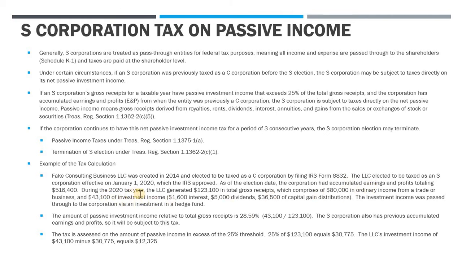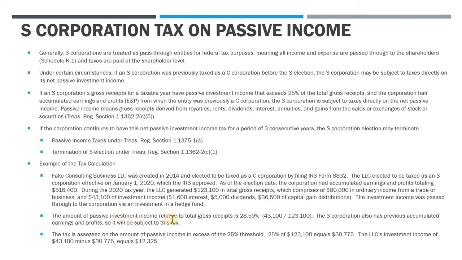During the 2020 tax year, the LLC generated $123,100 in total gross receipts. Within that amount, we had $80K in ordinary income from the trader business being conducted by the S-Corp, and then the S-Corp had $43,100 of investment income. There was the breakout: we have interest, dividends, and capital gain distributions. The investment income comes from another investment via a hedge fund. The corporation owns an interest in a hedge fund, so it got a K-1 from the hedge fund, and that's how we're reporting all these items. That's where our passive income is being generated. It can either be generated like that, or you can own all the investments directly, right?